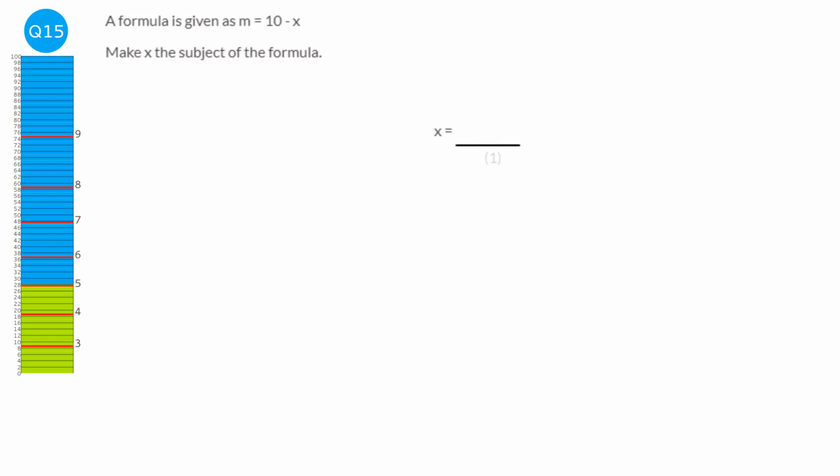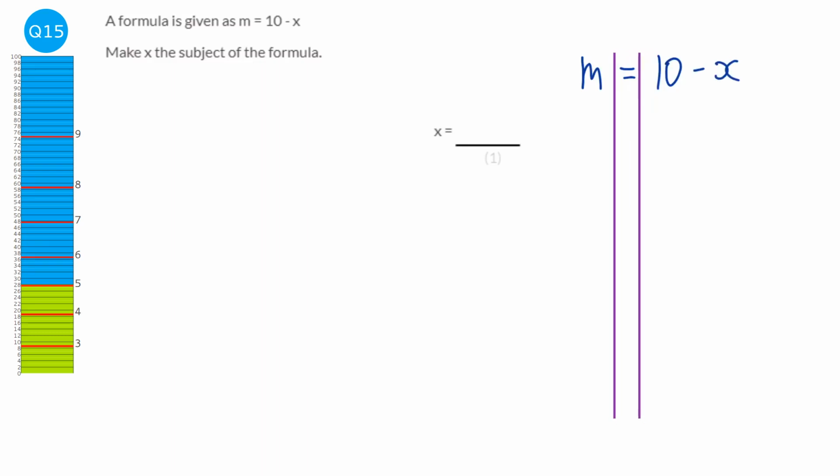To rearrange this, I'm just going to write out the equation again. And I'm going to put my lines in. Okay, so the first thing I'm going to do is try and make the x positive, because we're looking to make x the subject of the formula, which means we need it to be x equals. So what I'm going to do is just add x both sides.